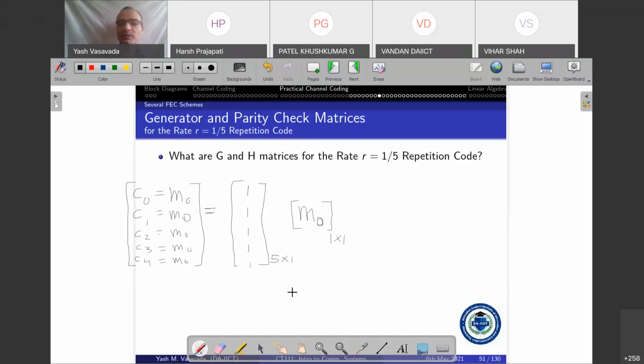Now, the H matrix is a little complicated, but we'll see what happens there also. Remember, this H gets multiplied by C, and the C vector is now going to be, in this case, the same bit: M0, M0, M0, M0, and M0.